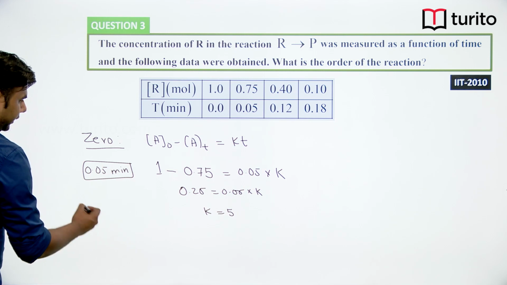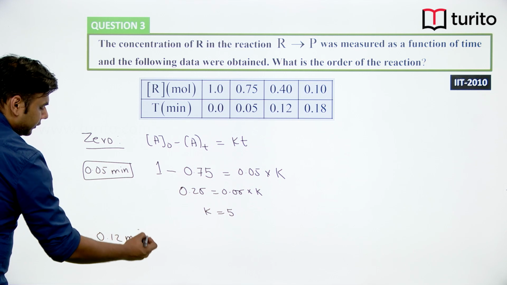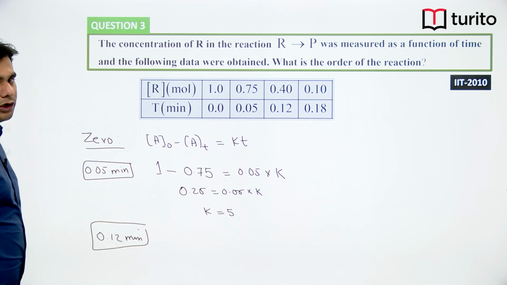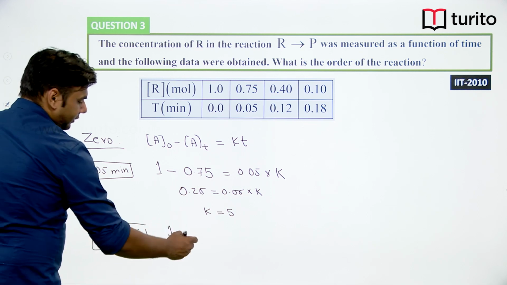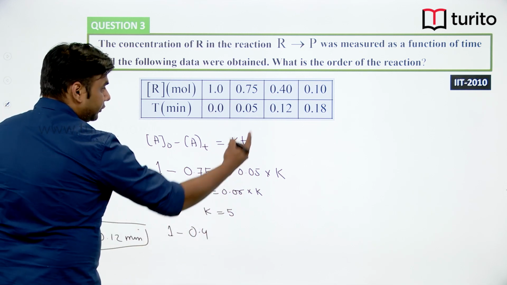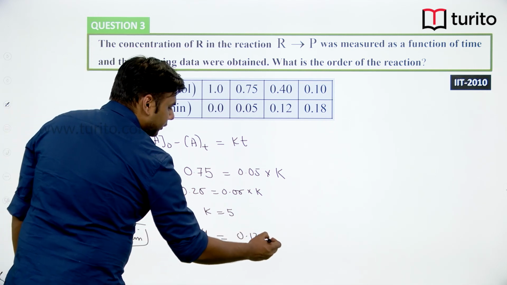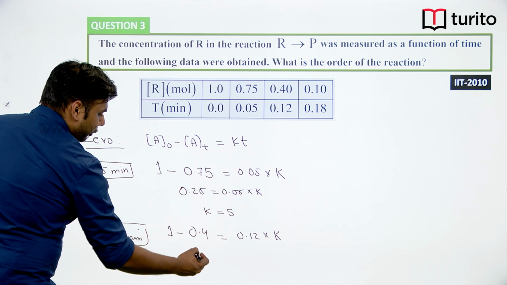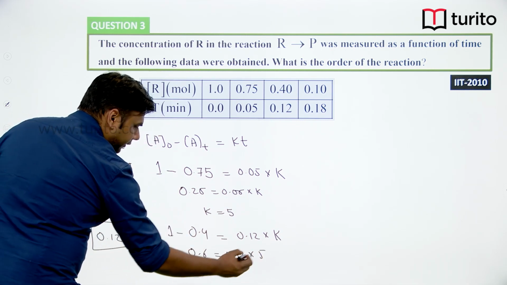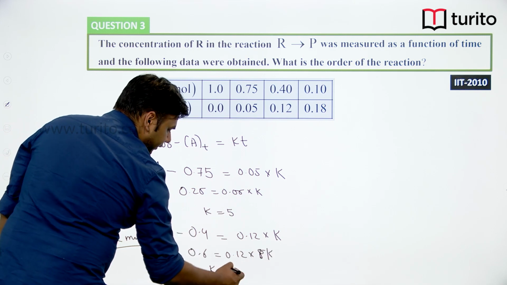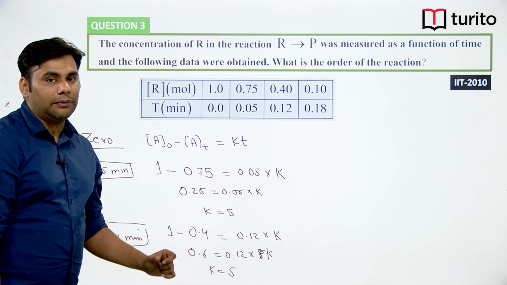Now we will calculate the rate constant K at time 0.12 minutes, okay. We are again going to use the same zero order equation. So the initial concentration is 1, the final concentration at time t equals 0.12 is 0.4, and this is again equal to 0.12 into K. So this is basically 0.6, which is equal to 0.12 into K. So K will again come out to be 5, okay. So for these two time intervals K has come out to be the same, okay.